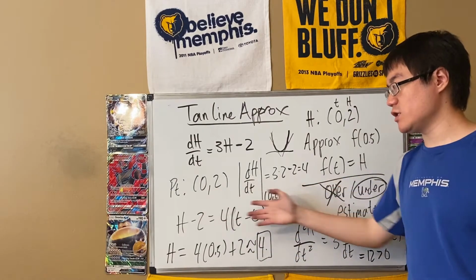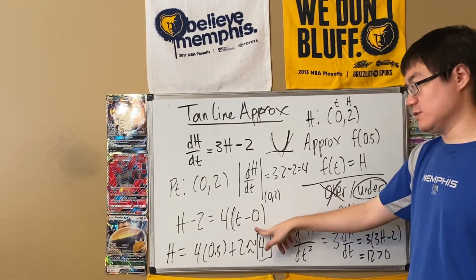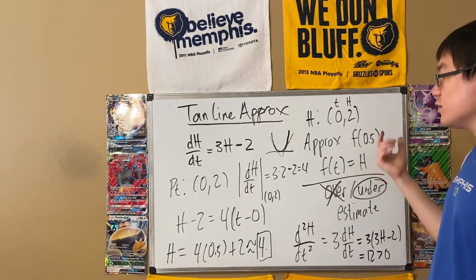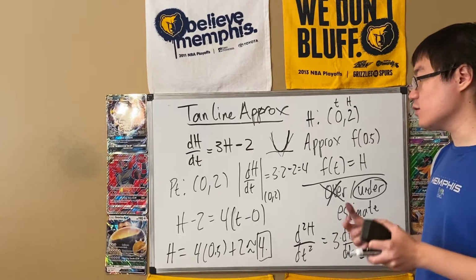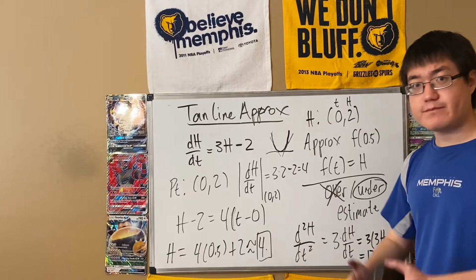Then that gave us the equation of the line using point slope form, h minus this, 4 times this. Then at the very end, only at the very end, do you plug in the weird decimal number. In this case, when we plugged in 0.5, we got 2 plus 2, which is 4. So that was our final approximation.